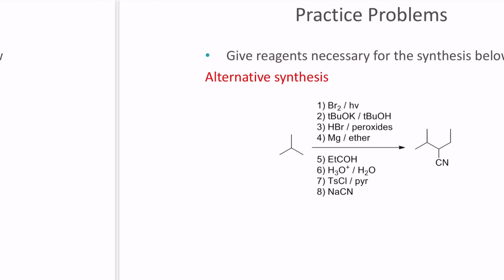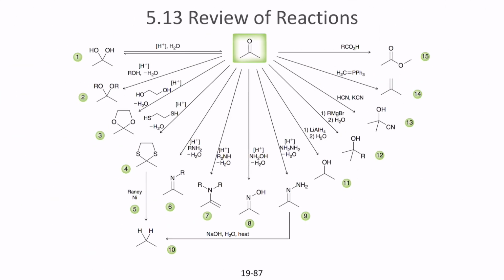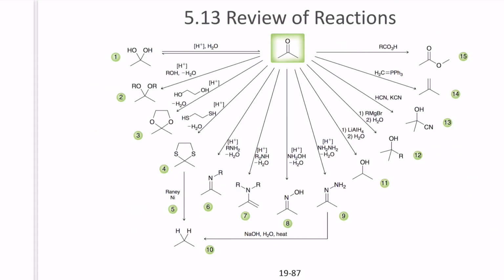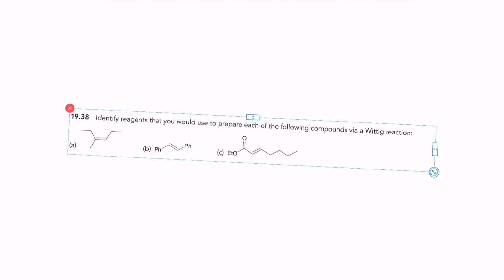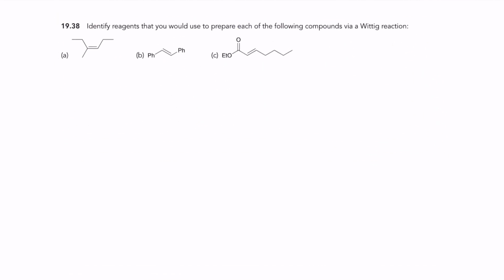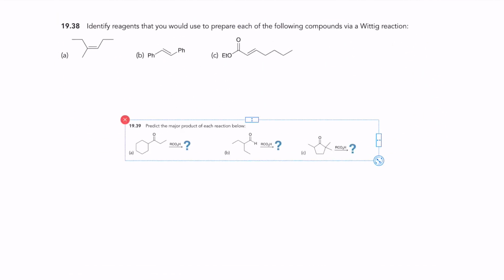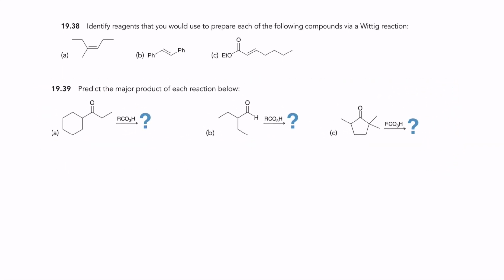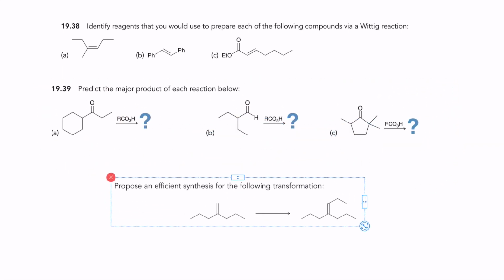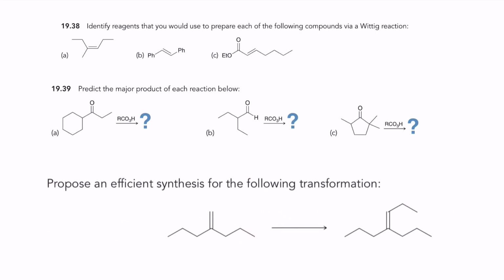Try the reactions. Let me give you some more examples so that you can try them on your own, and see if you can synthesize this particular compound. This is the Wittig reaction example. Try this compound. This is the Baeyer-Villiger reaction, and try to finally do the synthesis reaction.